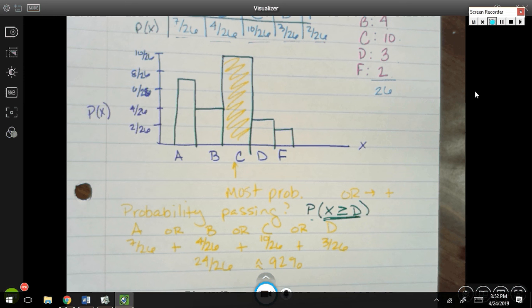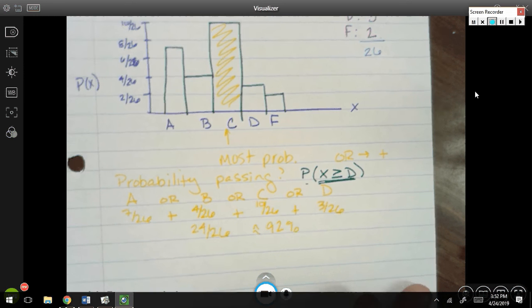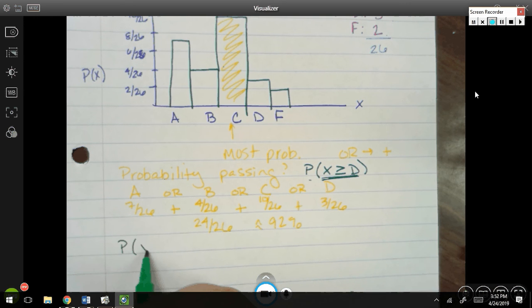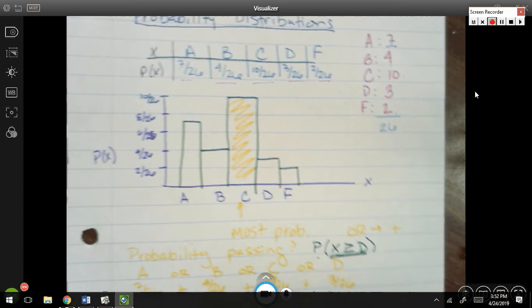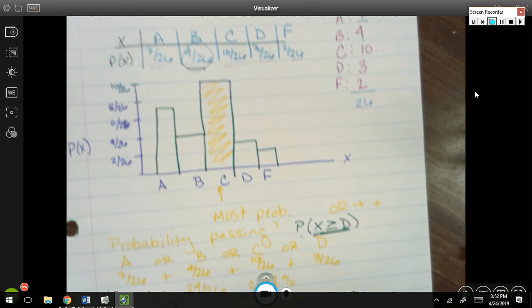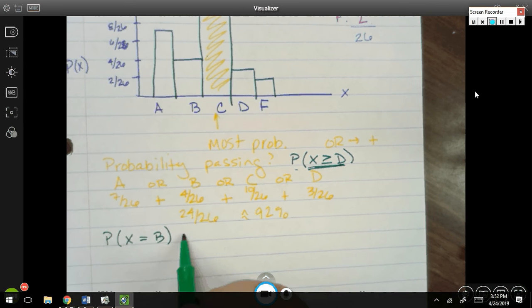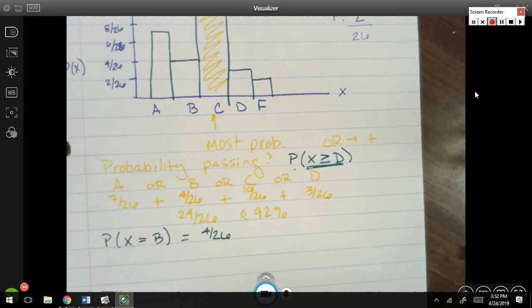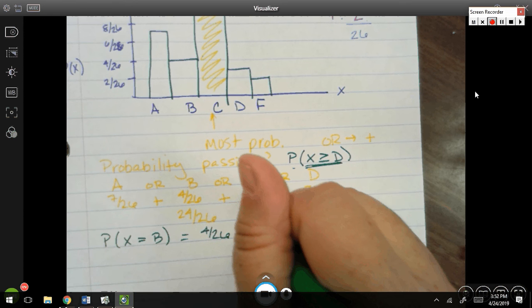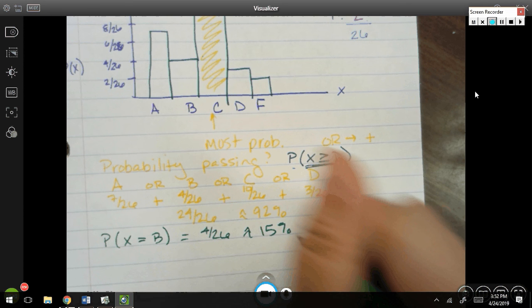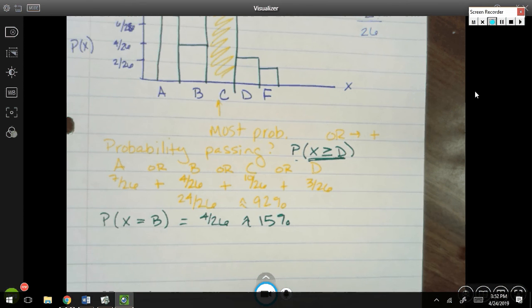Or maybe I said, using this data, what's the probability that X is a B? So what's the probability that you make a B? Well, if you look at your chart, the probability that you make a B is 4 out of 26, right? Which would roughly be 15%. Okay? All right, so that is normal probability distributions.